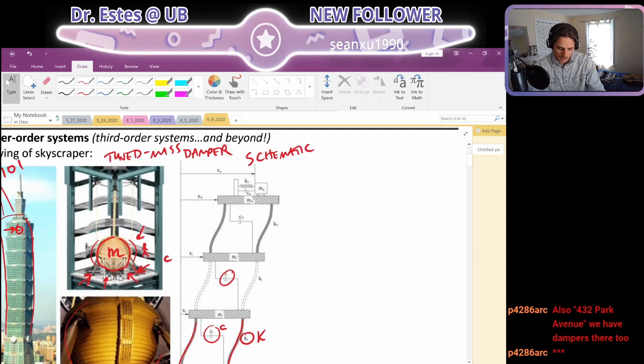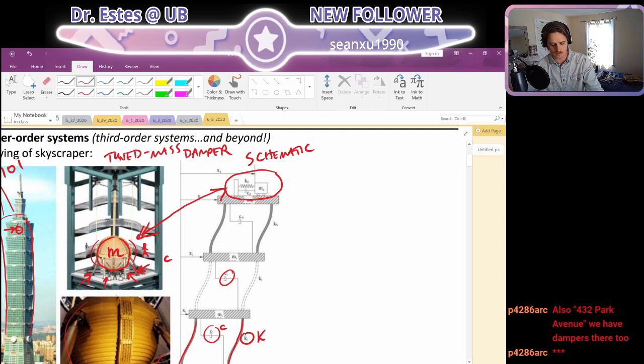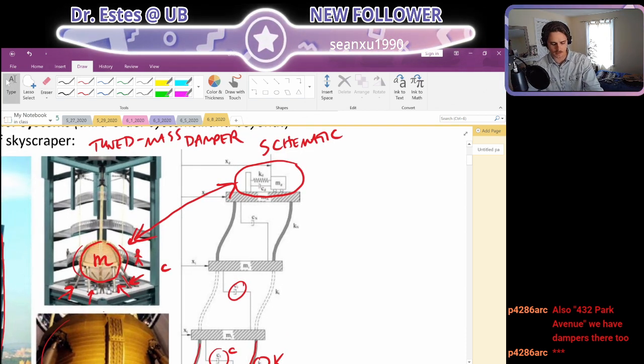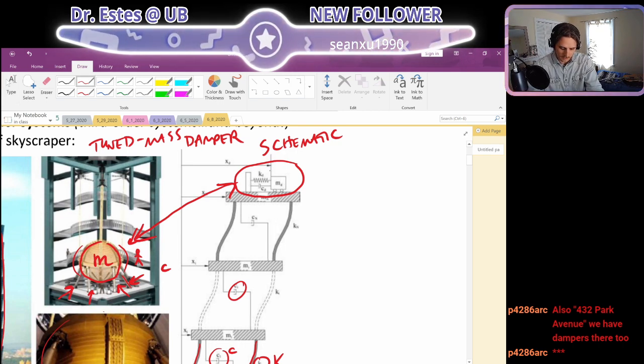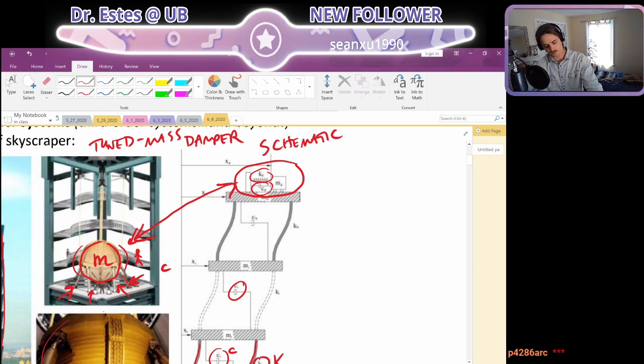And this, at the very top, represents this tuned mass damper system. So this mass here represents the mass of that giant sphere, and then this represents the spring force and then the damping force.